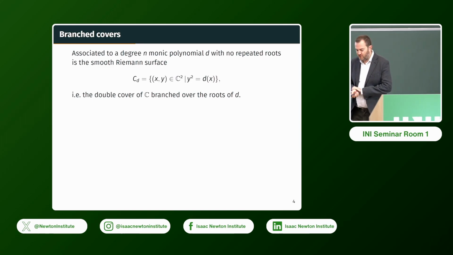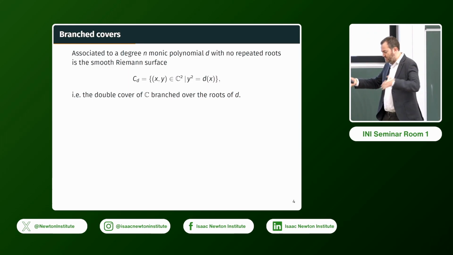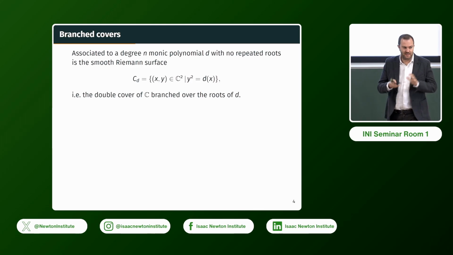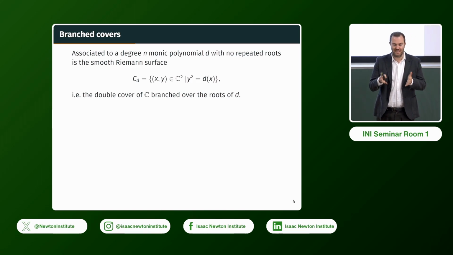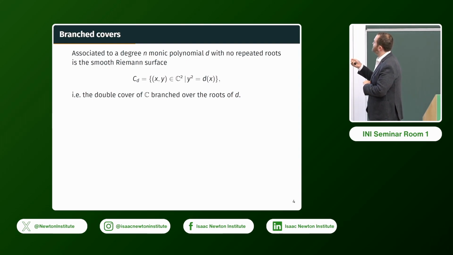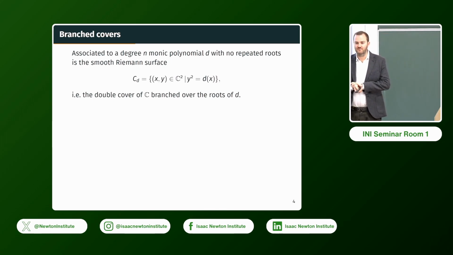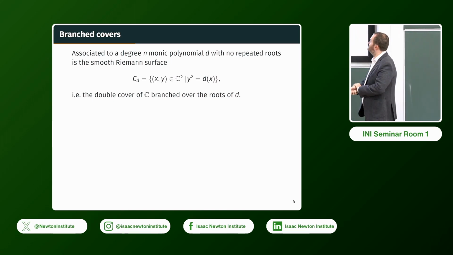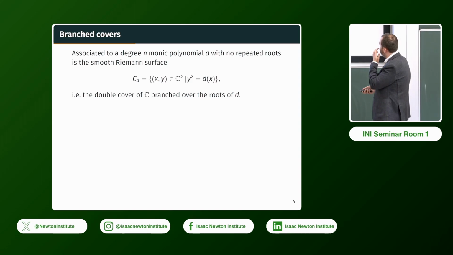It goes as follows. If I have a polynomial with n roots, I can take the double branch cover of the complex plane which is exactly branched at those roots. And if you construct it explicitly, then of course you write down the equation y squared equals d of x, where d is your given polynomial. And you look at pairs of complex numbers such that y squared is d of x.